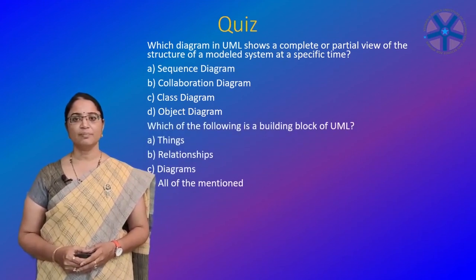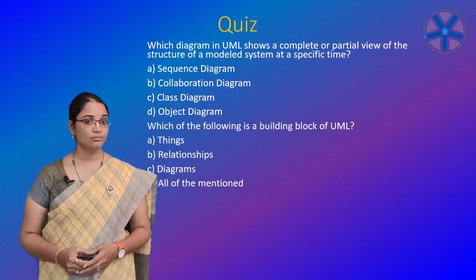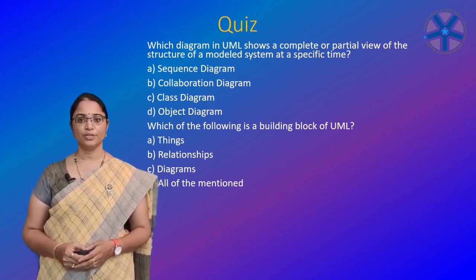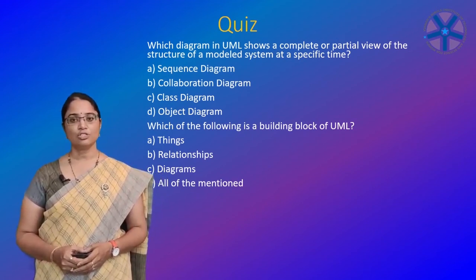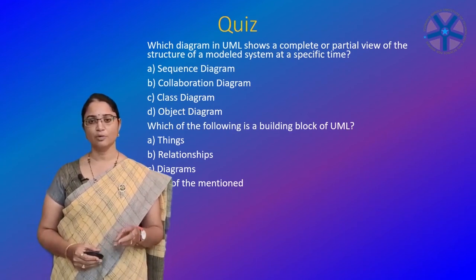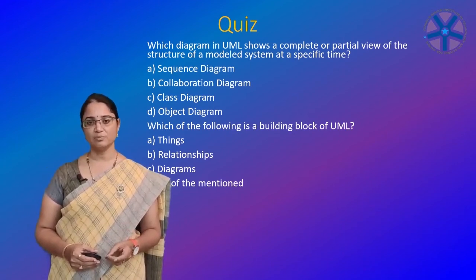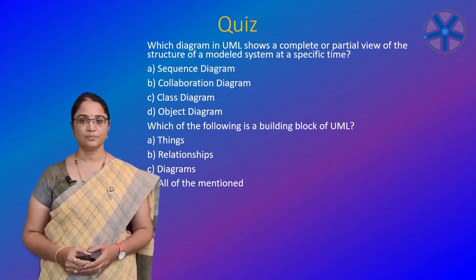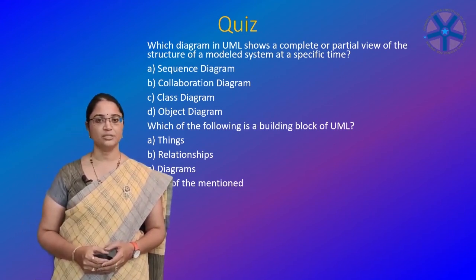Which of the following is the building block of UML? So coming to this: things, relationships, diagrams, all of the mentioned. We know that the conceptual model of the UML consists of building blocks of the UML, rules and common mechanisms. Coming to the building blocks, here we have things, relationships and diagrams. So the answer is all of the mentioned.